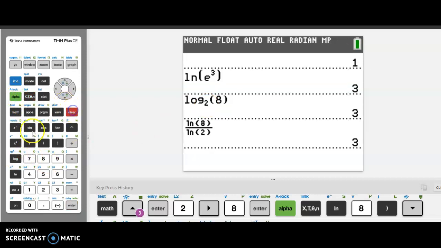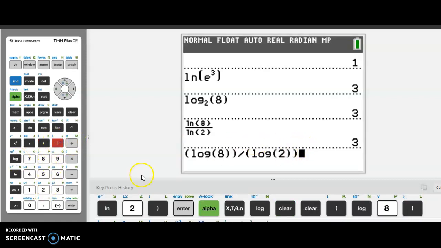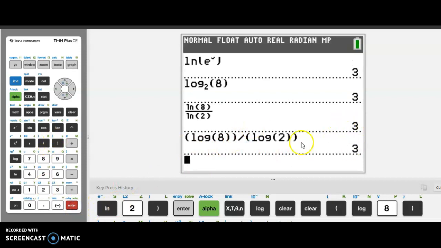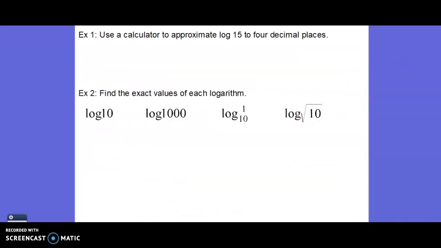Let me do this slightly different. Some calculators you also might need to put in parentheses, log of 8 divided by, and I'm really overdoing the parentheses, but I don't know how your calculator works. You might have to type it in like that instead of the way I typed it in. So keep that in the back of your mind as we do some of these problems.